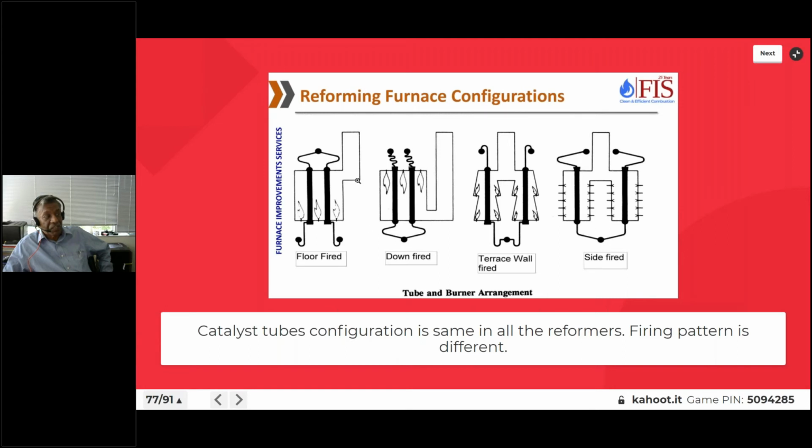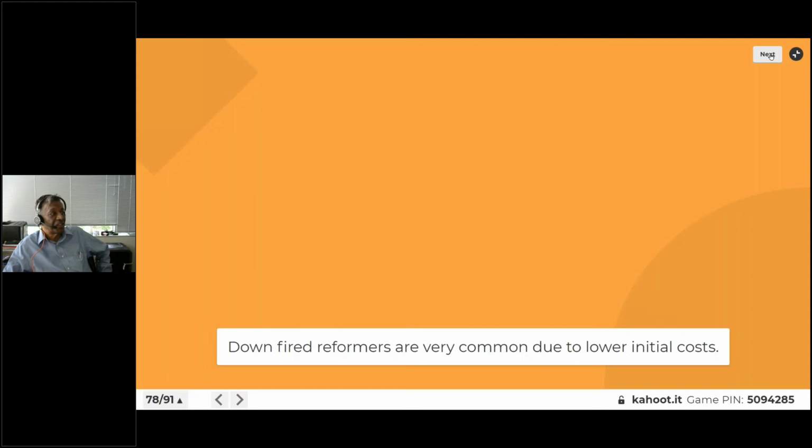In this one, we are using floor fired. This one is down fired. This one is terrace wall fired, and this is side wall fired. So basically, it's the fire side which is changing in all these designs. The catalyst tube, the catalyst configuration, the catalyst length, tube wall, everything remains the same. There is not much difference.